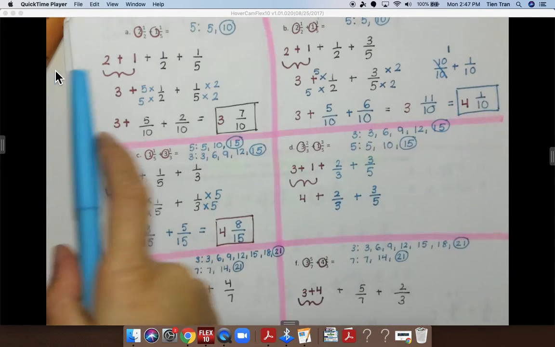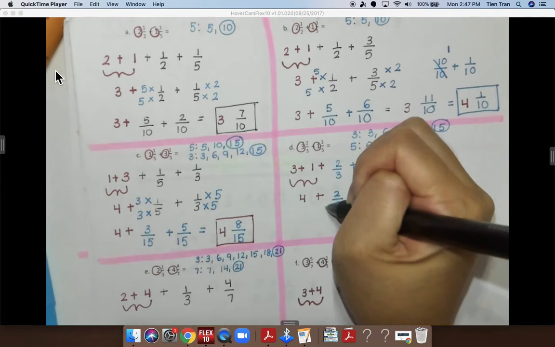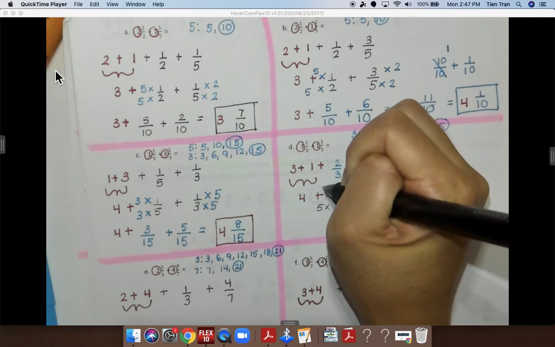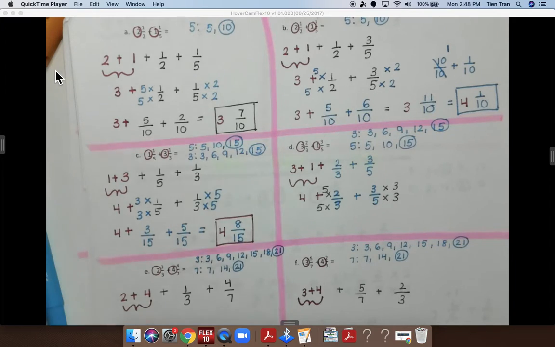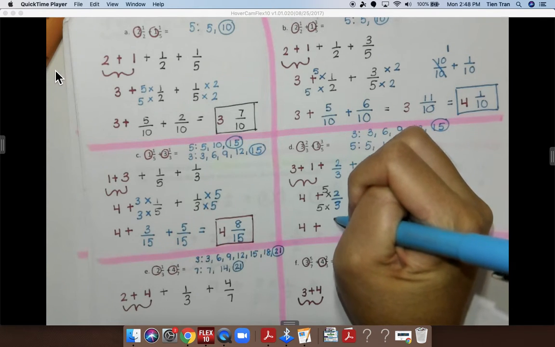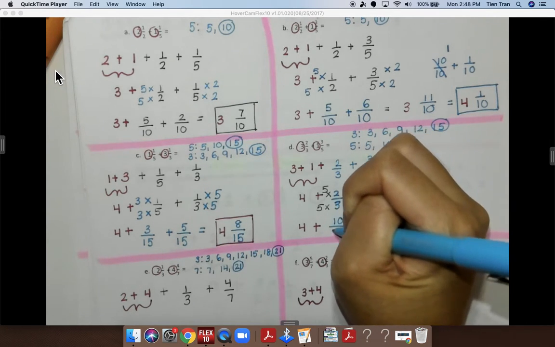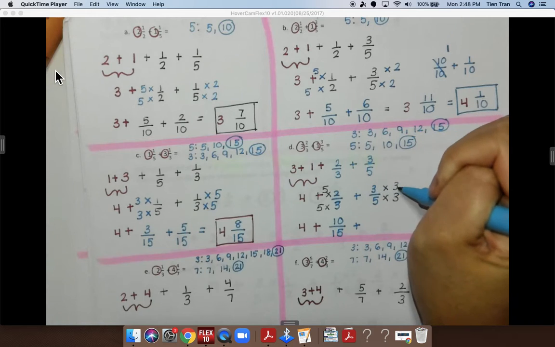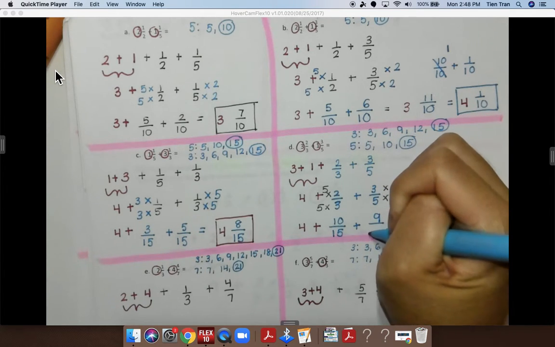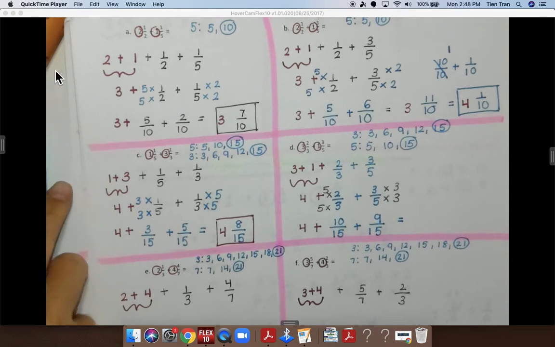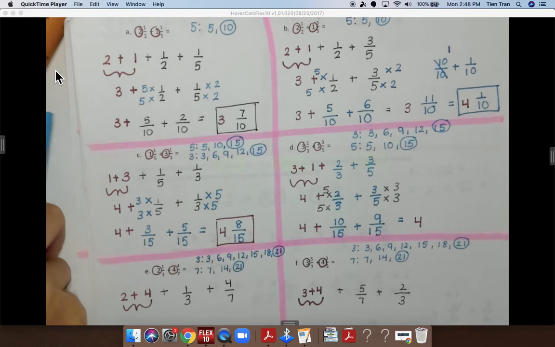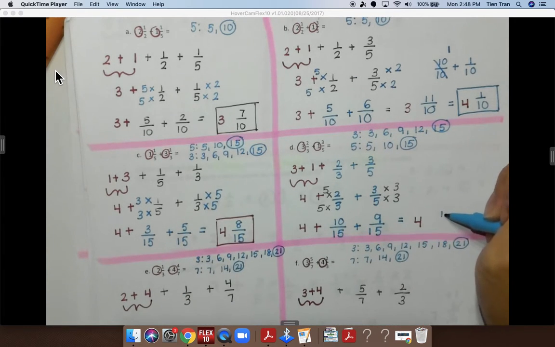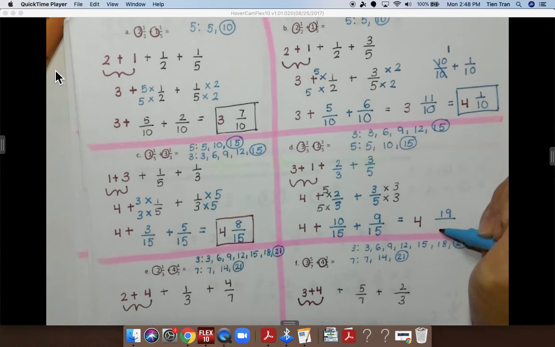So I'm going to make sure I multiply 3 times 5 to get 15, top and bottom. On the other side, I'm multiplying times 3 to get 15. So now I have 4 plus 5 times 2 is equal to 10, and 5 times 3 is 15. 3 times 3 is 9, and 5 times 3 is 15. Now I can add my numbers together. I have 4 as my whole number, plus 10 plus 9 is equal to 19, and my denominator stays as 15.